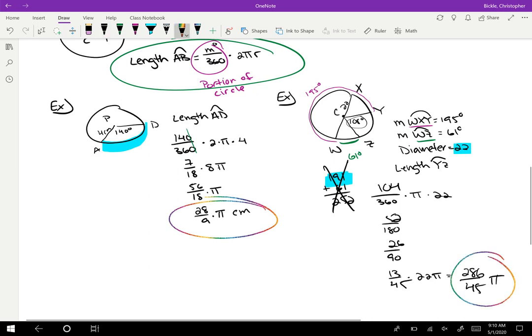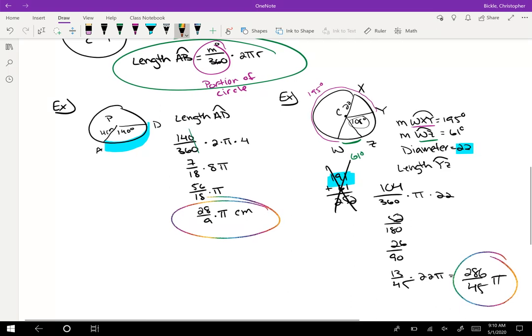So, the answer doesn't look pretty. 286 over 45, that's a little bit over 6, and then times pi, which is 3.14. So it's 6.2 times 3.1. You're up at like 20 something.